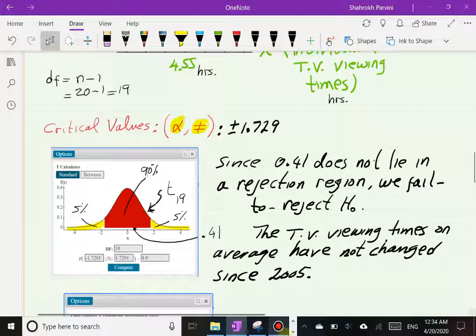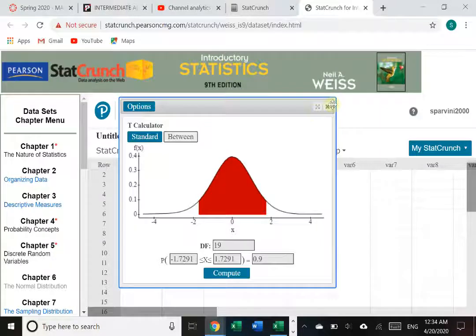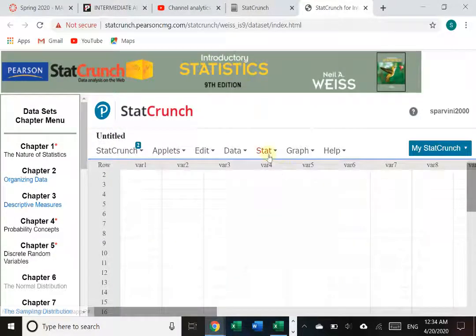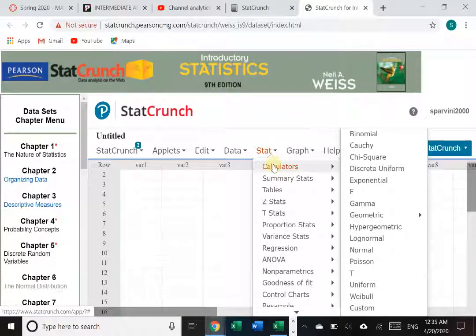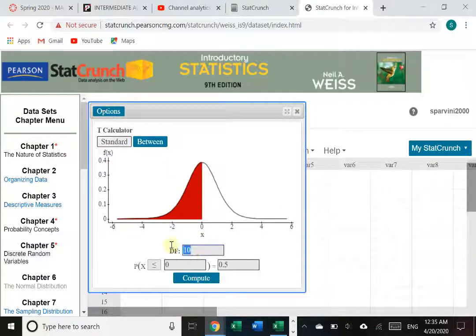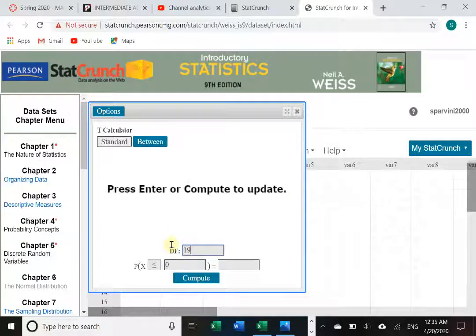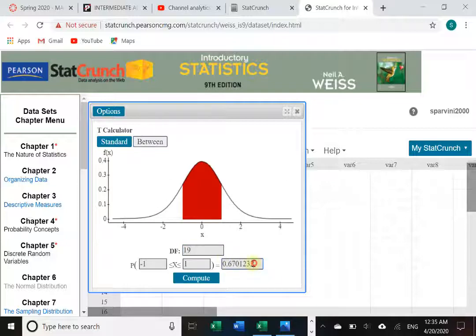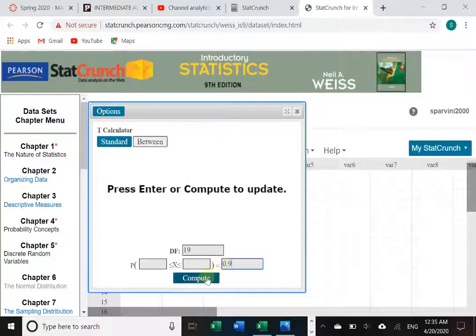So let me go to StatCrunch and actually show you how I've done that. And here's StatCrunch. So let me X out. So you go to Stat, then you go to Calculators, and we go down to t. Okay, let's change our degrees of freedom, for this exercise, to 19. So I'm going to do that here, and here's 19. Now, what I did is I went to between, and I changed this probability to 0.9, 90% between.